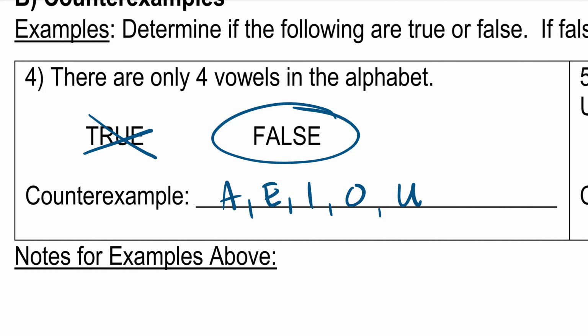If it said there were 5 vowels in the alphabet and there are 5, you would just put true. You would not need a counterexample. So if it's true, you don't have to put anything. Only if it's false do you have to put something to show why it's false.